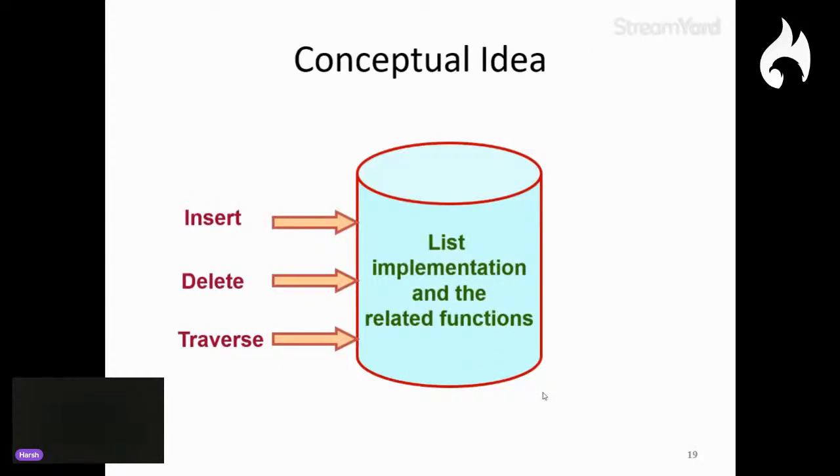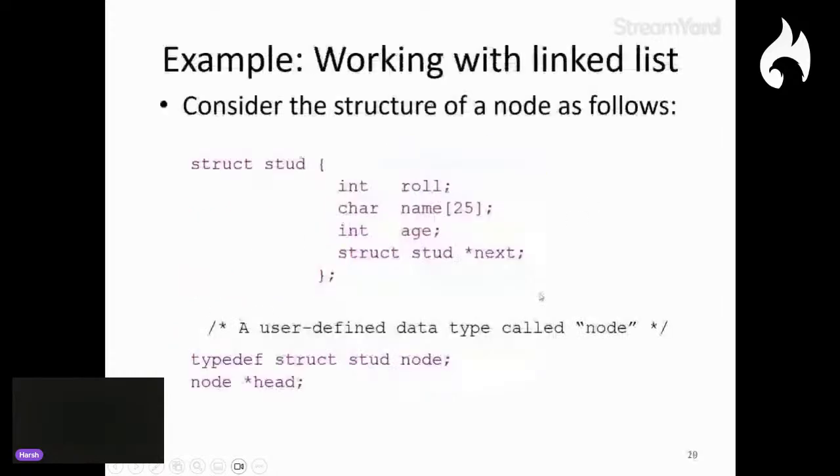So what is our conceptual idea? Our conceptual list: we can insert, we can delete, we can traverse, and everything is hidden. We just need to call a function from the main function, and the rest is handled inside the functions.